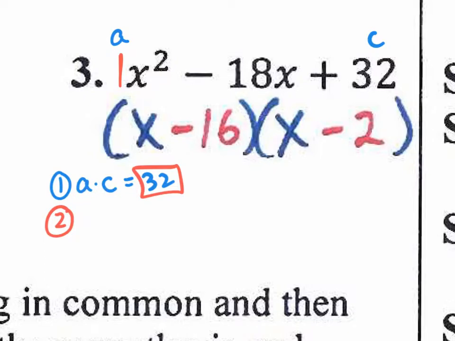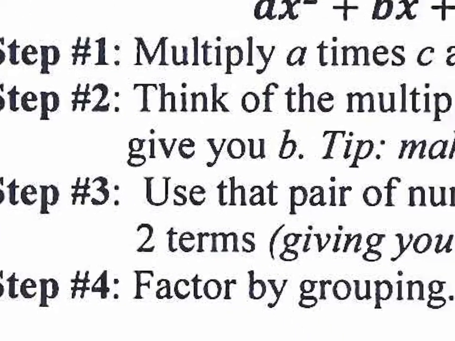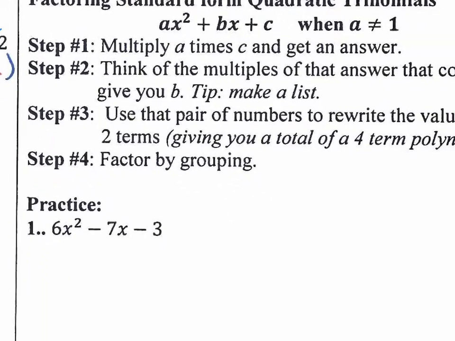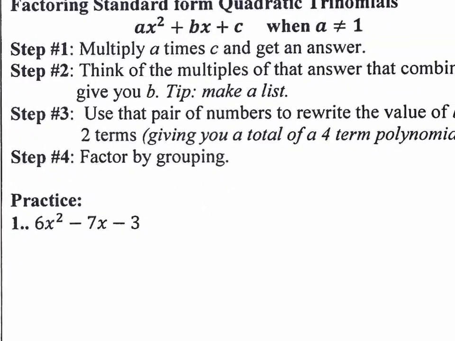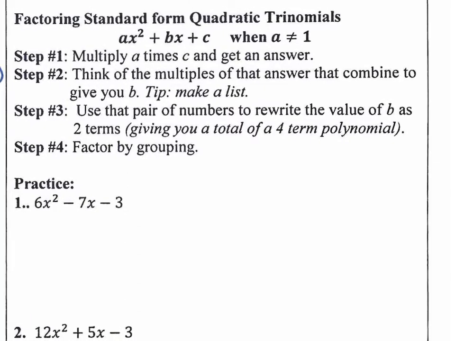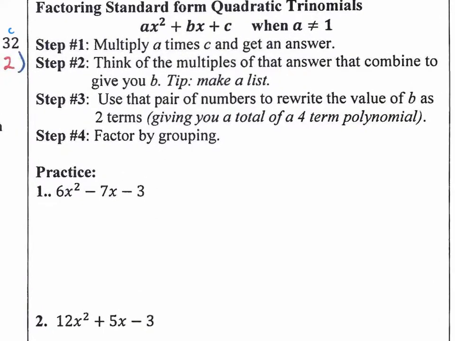Why would I skip that first step? Because if you have a 1 out here, that's going to be your answer, right, for that first step. So I've purposely been skipping that first step of a times c, right? But over here, I must multiply a times c. And then after that, I think of the multiples of that answer that combine to give you b. Tip, make a list. And then after that, use that pair of numbers to rewrite the b value as 2 terms, giving you a total of 4-term polynomial instead of 3 terms. And then step 4, factoring by grouping.